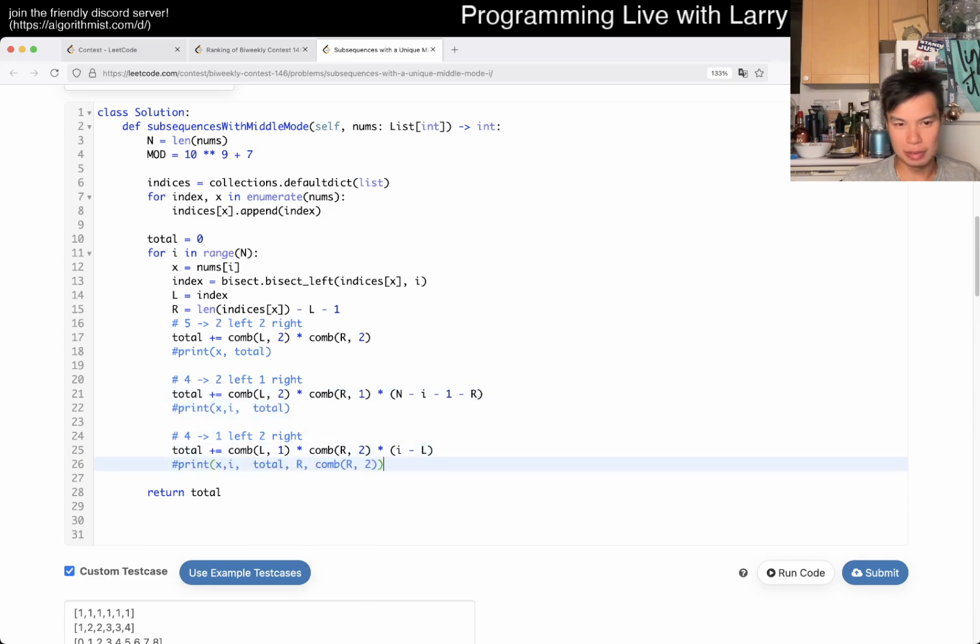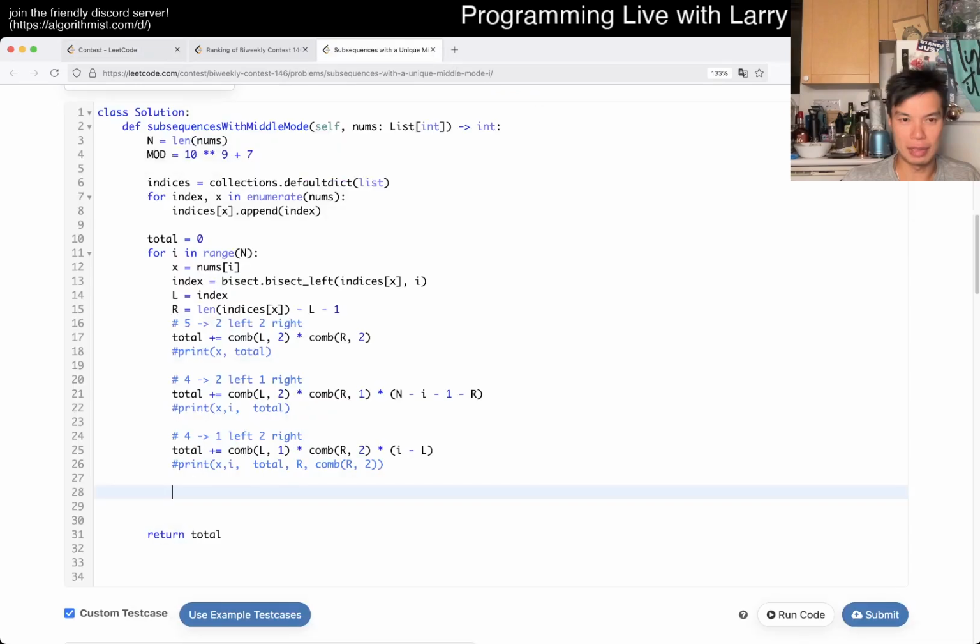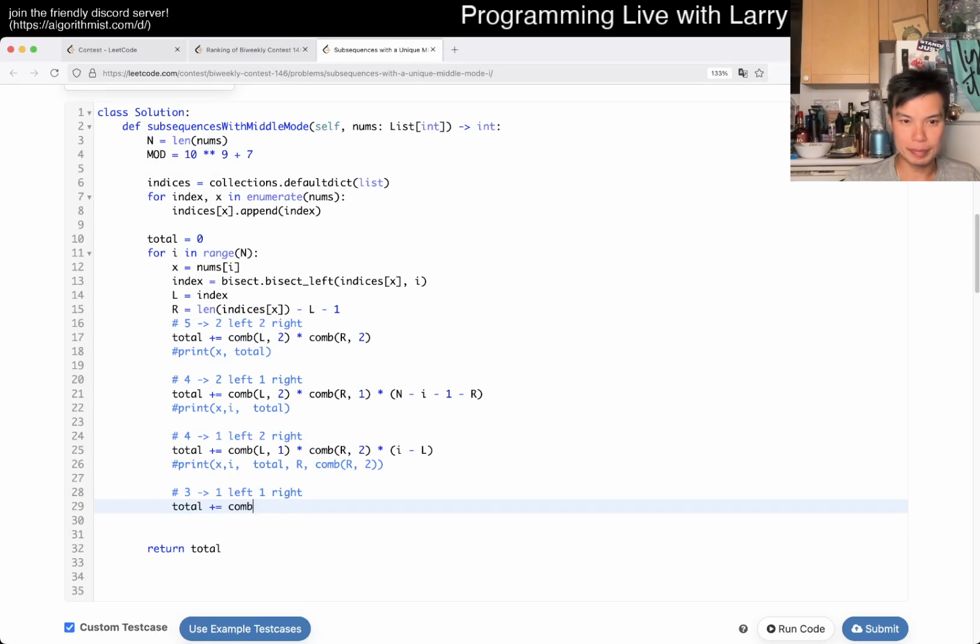So then now it's just 3. How much time do I even have left? An hour left. We're okay. 3, 1 left, 1 right, right. Yeah. Okay, yeah, that sounds right. And then times by I minus L times. Okay, right. So those are the things for 3.